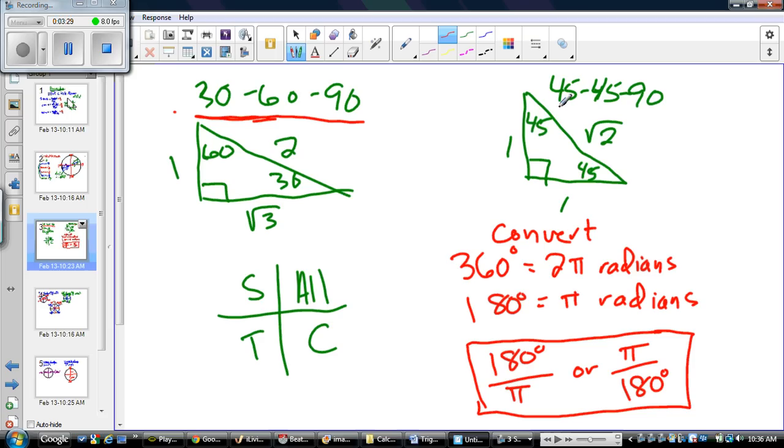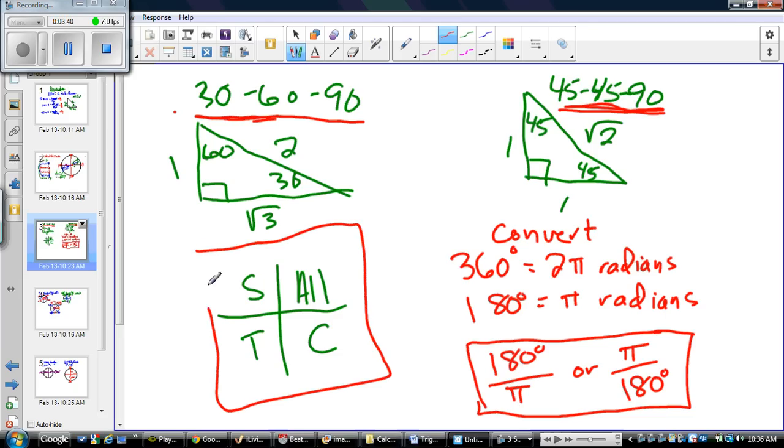And the same is true, there's a relationship between all 45, 45, 90 triangles. These are special right triangles, 1 to 1 to square root of 2. What does this box down here stand for? This just tells us, based on the values of the x, the y, and the fact that the radius is always positive, since x and y are both positive in the first quadrant, all trig functions are going to be positive in the first quadrant.